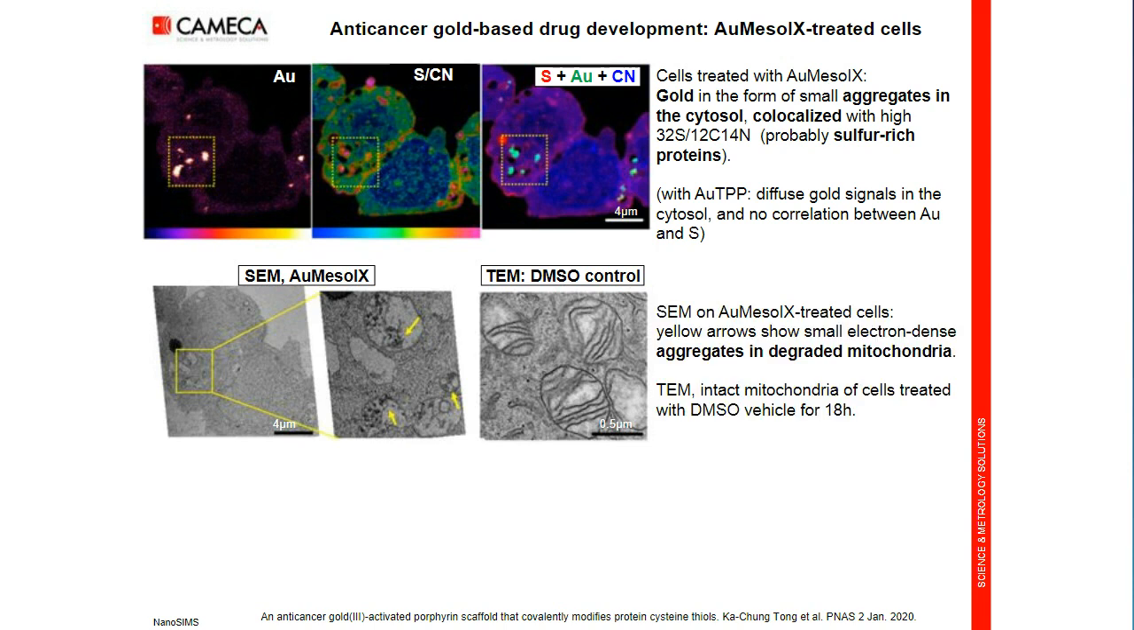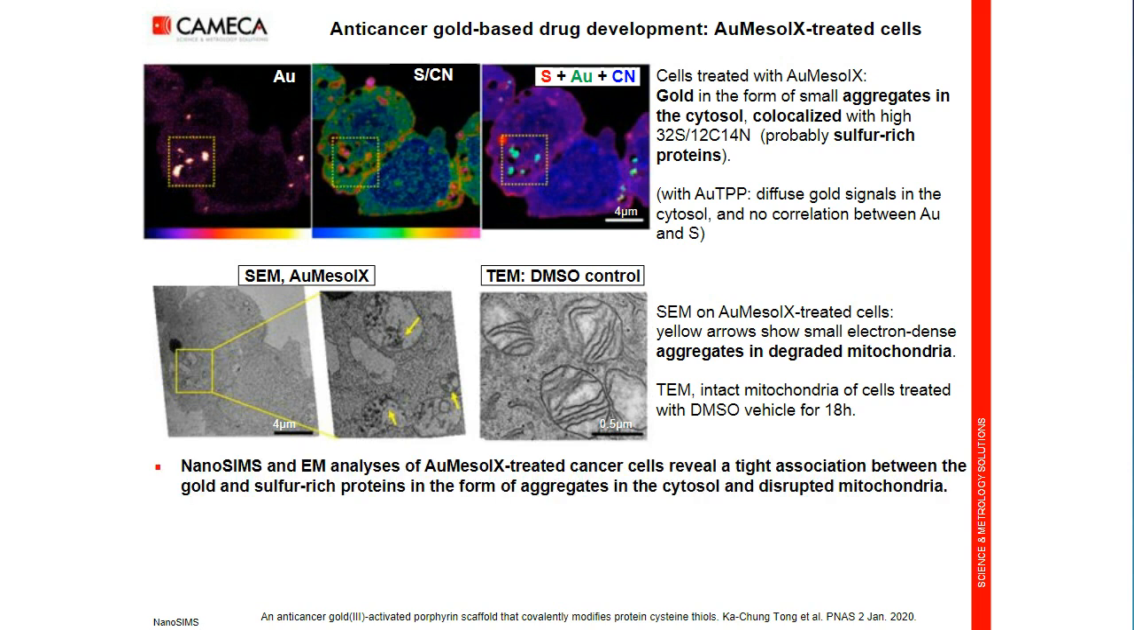Then a high-resolution SEM image, electron microscopy image, could be done after that, showing electron-dense aggregates in degraded mitochondria. On the right side, you see intact mitochondria that are very different from the observed one after the interaction of the gold meso 9. So in conclusion, the combination of NanoSIMS and electron microscopy could reveal a tight association between the gold and sulfur-rich proteins in the form of aggregates in the cytosol and disrupted mitochondria.